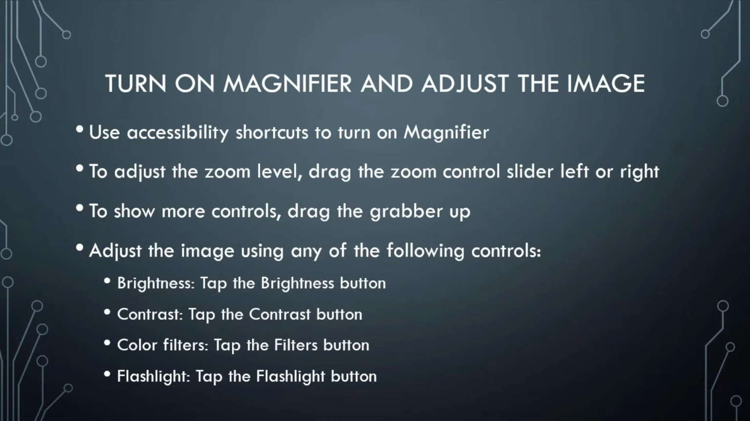Okay, so we talked a little bit about that. If you want to adjust the image, you can, again, tap the brightness button. We looked at that button there on that previous screen. You can tap the contrast button to control the contrast. You can change the color filters by clicking the filters button. And if you need more light on the item itself, you can tap on the flashlight button.